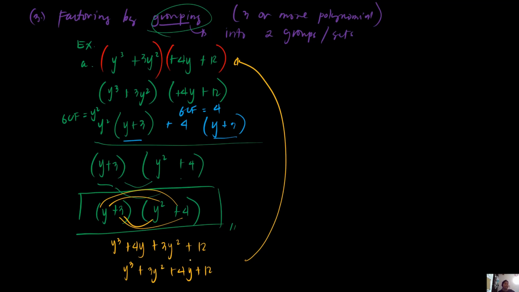And also, other way to determine if your final answer is correct, check nyo to, class. Si y plus 3, we don't have any problem kasi wala na siyang factor. Si y squared plus 4, wala nang factor. We cannot do the GCF there kasi there's no common factor between y squared and 4. We cannot do the difference of 2 squares because plus yan, hindi yan minus. Okay po, so therefore, that's the final answer.